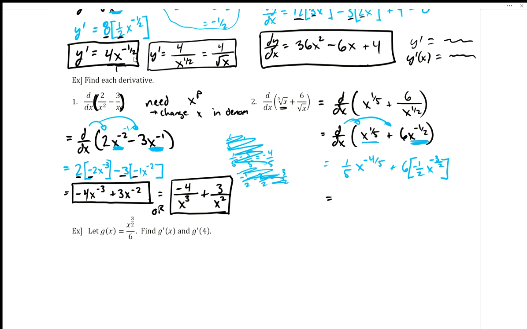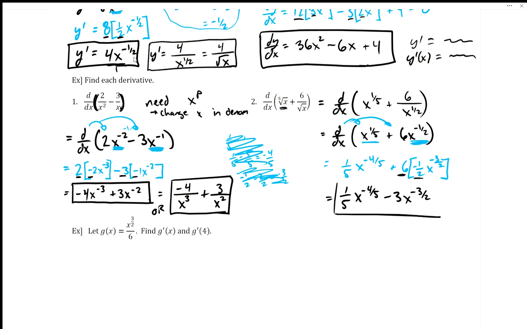Now we just simplify again. Well, the first term looks fine. 1/5 x to the negative 4/5. Here we have a positive 6 times a negative 1/2. That would be minus 3. And then x to the negative 3/2.